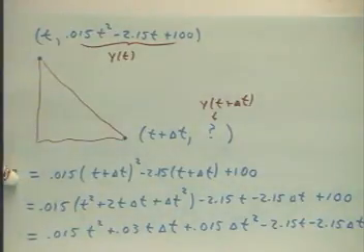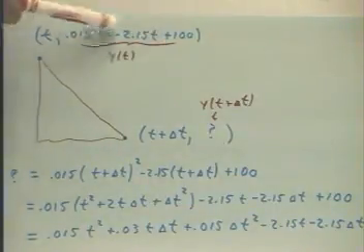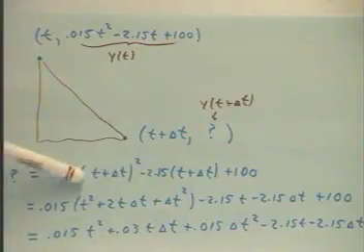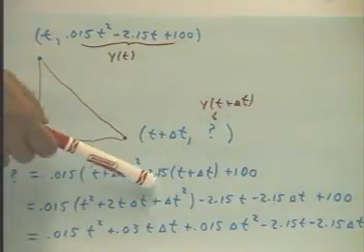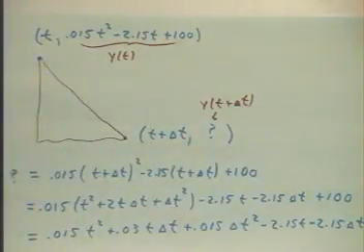Okay, well, the question mark, the y of t plus delta t, we simply plug t plus delta t in instead of t in this expression, and we obtain 0.015 times t plus delta t squared minus 2.15 times t plus delta t plus 100. Then we simply do a little bit of algebra.